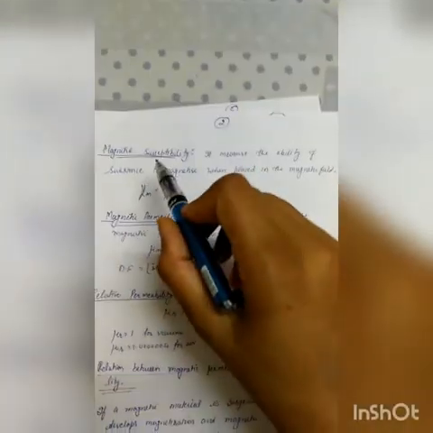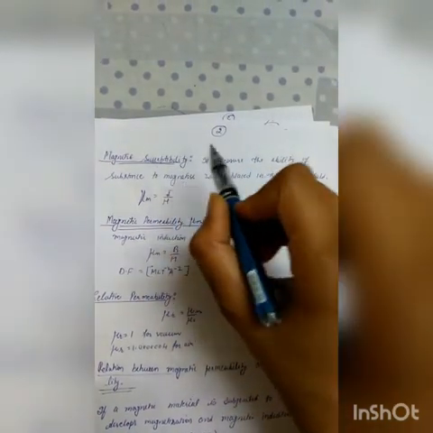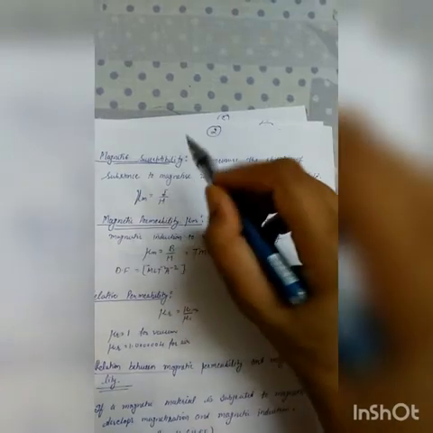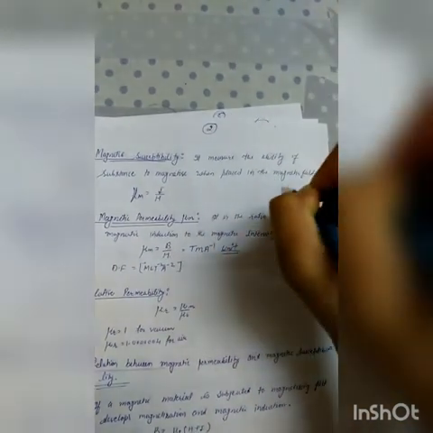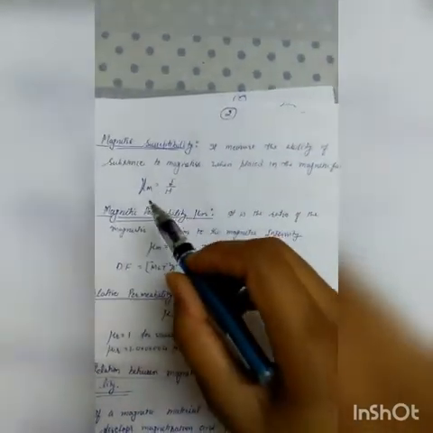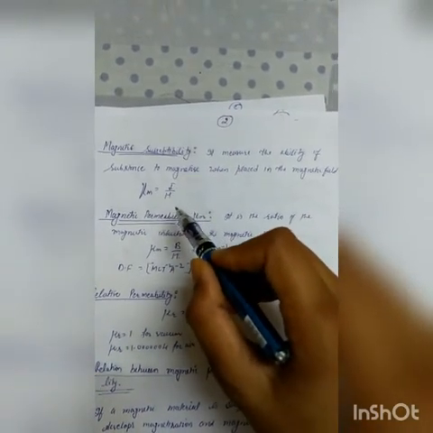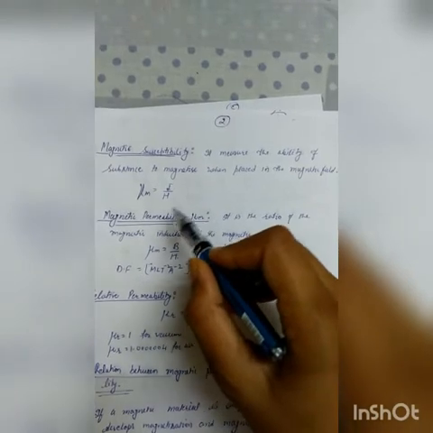Next we have magnetic susceptibility. It measures the ability of the substance to magnetize when placed in the magnetic field. Susceptibility is equal to I upon H, intensity of magnetization over magnetizing field.